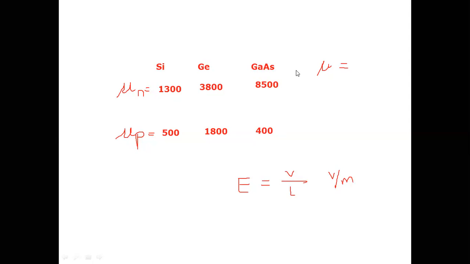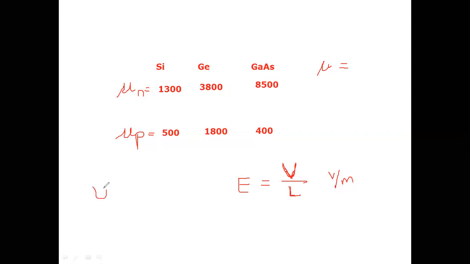Here, capital V means voltage, so electric field is voltage by length of the semiconductor or conductor material. Now, due to this electric field, what will happen? The charge carriers, the electrons, will drift in the material.